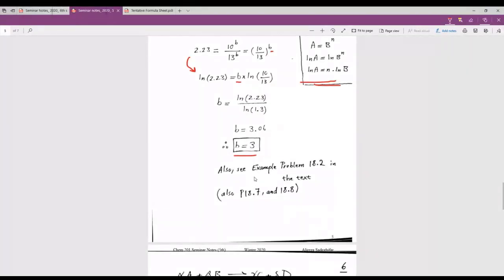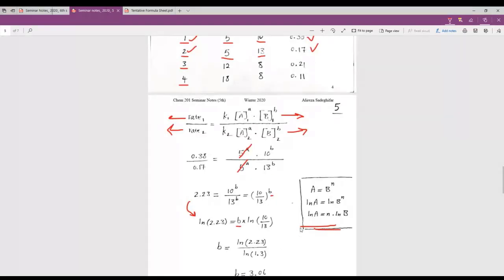And then there are some examples to use this method. Example problem 18.2 in the textbook, 3rd edition of Engel and Reid's book. Please study that, and also problems 18.7 and 18.8. What you do here is repeat it over several trials. You keep the concentration of one of the reagents fixed, and then you vary the concentration of the other reagent or reagents in the system, and then you calculate the exponents one by one, and then the variant you need to calculate k. You've already learned this in the lab, so I don't really want to take your time with that.